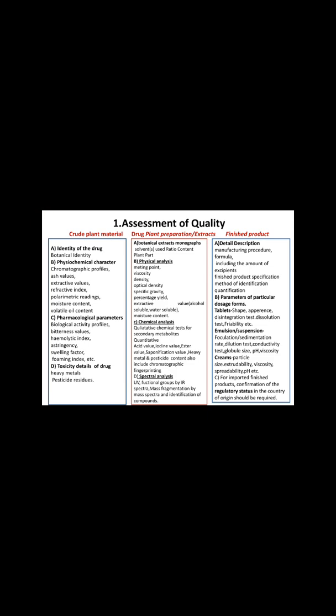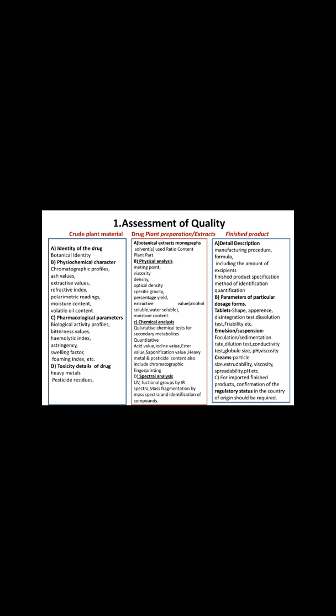First, we will see the assessment of quality of the crude plant material. In that, identity of the drug, that means botanical identity, which part is used, then what is the biological source, then authentication of that part or drug. Physicochemical characteristic, which include chromatographic profile, ash value, extractive value, refractive index, polarimetric reading, moisture content, volatile oil.